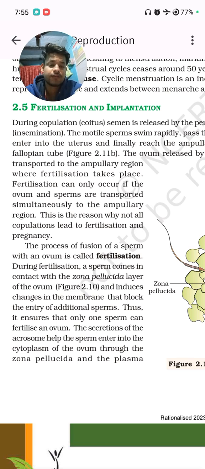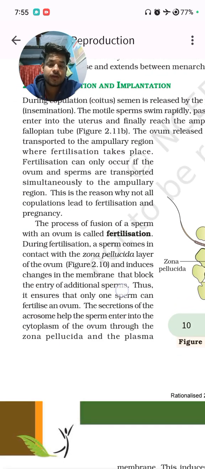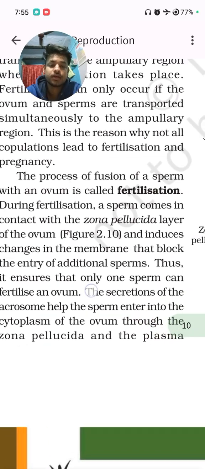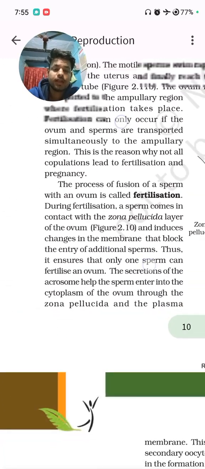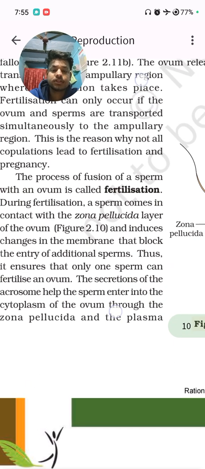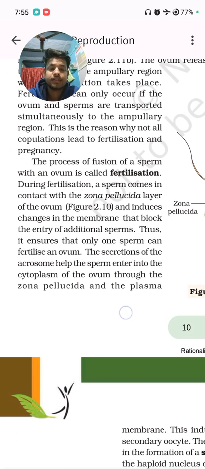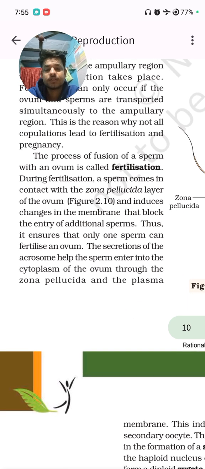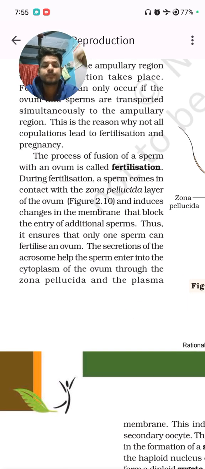During fertilization, a sperm comes in contact with the zona pellucida layer of the ovum. Figure 2.11c. It induces changes in the membrane that block the entry of additional sperm. Thus, it ensures that only one sperm can fertilize an ovum.